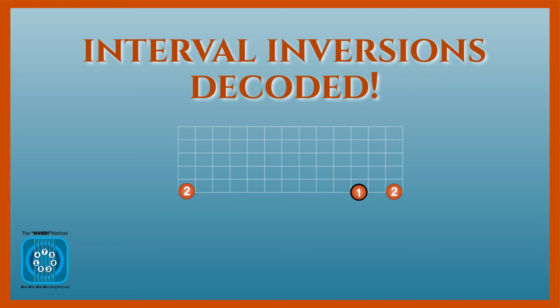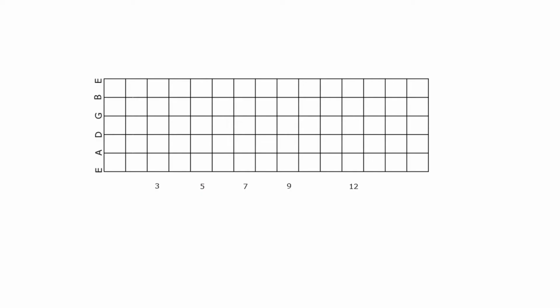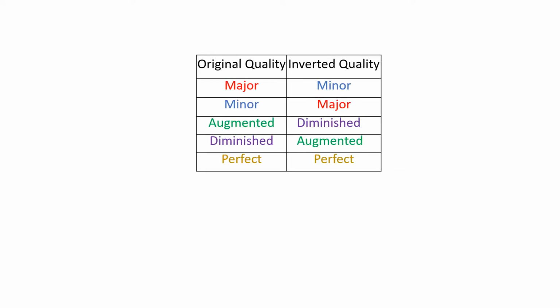In this lesson, we will discuss decoding interval inversions on the guitar using the NANDI method. An interval is a pitch distance between two notes. In an inversion, the bottom note moves up an octave, or the top note moves down an octave. Keep in mind that when an interval is inverted, the quality of the interval changes.